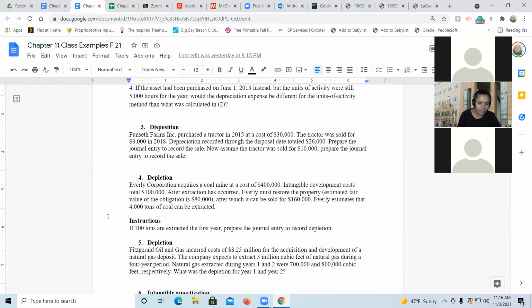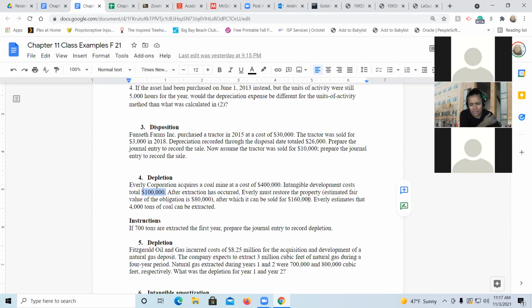So I'll start with number 4 here. Everly Corporation acquires a coal mine. So there's the acquisition cost of 400,000. Intangible development costs total 100,000. Remember, we said that intangible development costs do get included in the cost of the mine. After extraction has occurred, Everly must restore the property, and look there, we've got the fair value of the obligation. They've already given it to us, 80,000, after which it can be sold for 160,000. That's the residual value or salvage value.